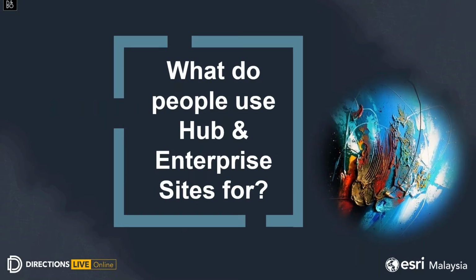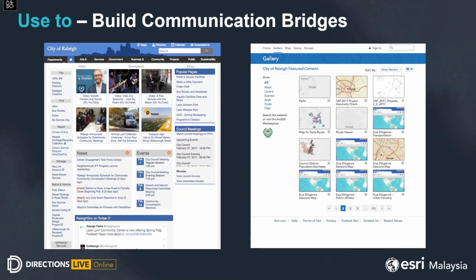Now, what do people use ArcGIS Hub and the enterprise site for? Let's take a look and find out the usage. Hub is used by ArcGIS Online and enterprise customers primarily to build a communication bridge between their existing outward-facing sites and their authoritative data. When leveraged well, Hub fills the gap of a system that empowers you to inform, listen, and monitor your goals and how the audience engages with those goals.